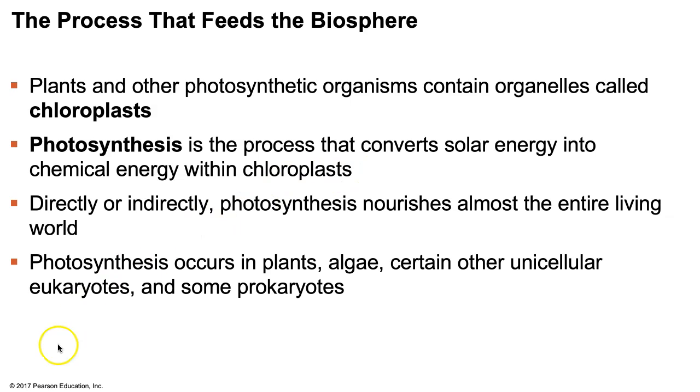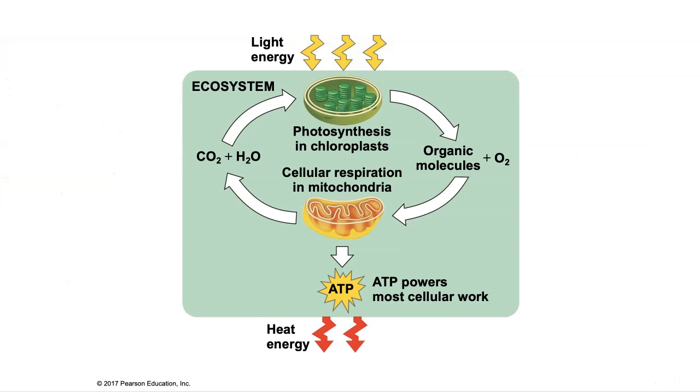Let's look back at an energy diagram from the previous chapter. This is from chapter 9 on cellular respiration. So here we have a cycle, and on the top we have the reaction for photosynthesis, and on the bottom we have the reaction for cellular respiration. So let's look at photosynthesis.